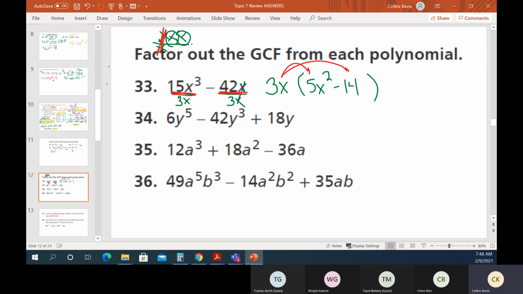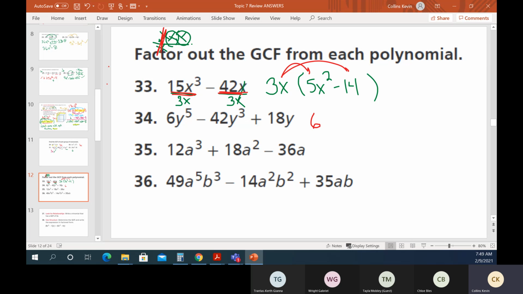All right, so how about this guy? What's the biggest number that divides into 6, 42, and 18? Yeah. So again, always take the smallest number, and see if the other two can be divided by it. So if I take 42 and divide by 6, I get 7. That works. And if I take 18 and divide by 6, I get 3. Cool. So that means we can drag a 6 out front.